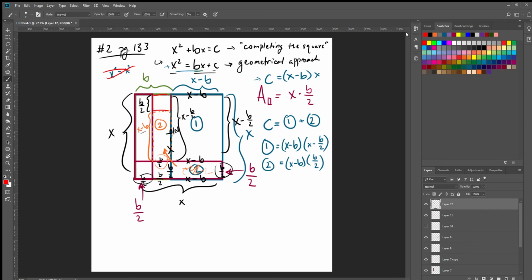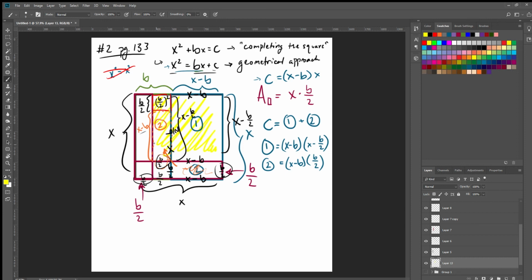This red square. We know the dimensions of this square. It's just b over 2 and b over 2. So the area of this is going to be b over 2 squared. So now we have this yellow square represented in terms that we know. We can actually find the area of that. We said c is equal to 1 plus 2. So those two rectangular regions are represented by c. We also have this smaller square right here, which is b over 2 squared.